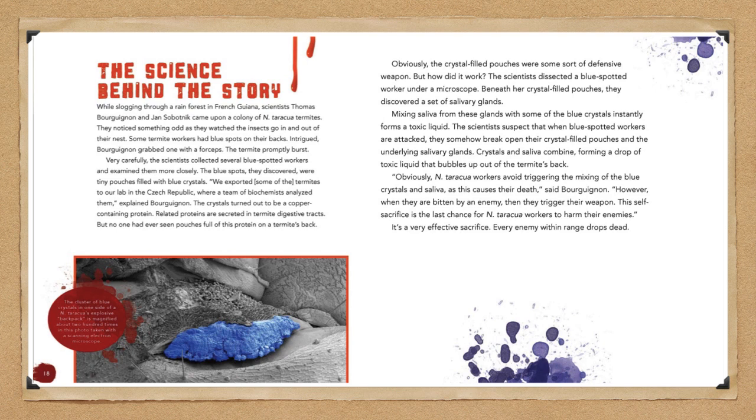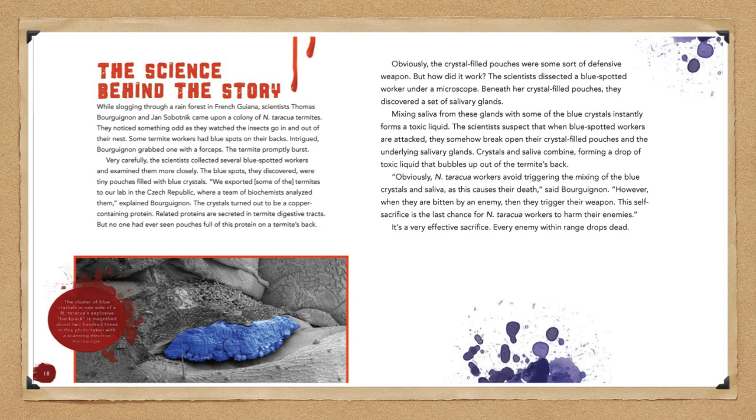"We exported some of the termites to our lab in the Czech Republic, where a team of biochemists analyzed them," explained Bourguignon. "The crystals turned out to be a copper containing protein." Related proteins are secreted in termite digestive tracts, but no one had ever seen pouches full of this protein on a termite's back. Obviously, the crystal-filled pouches were some sort of defensive weapon, but how did it work?